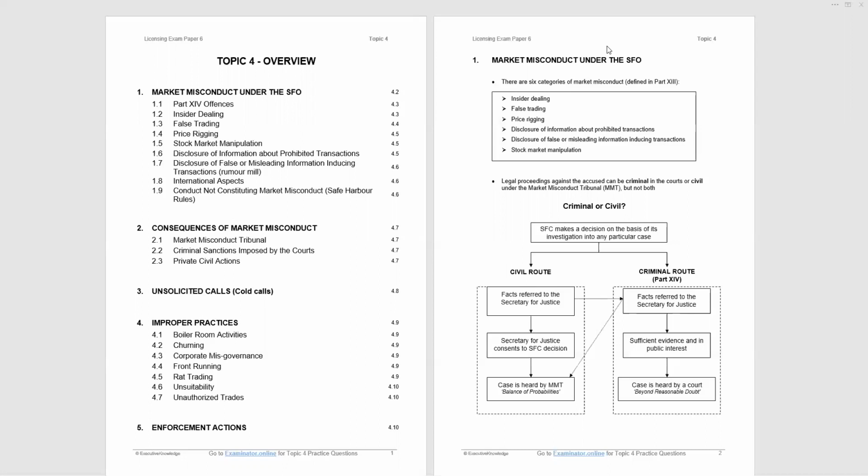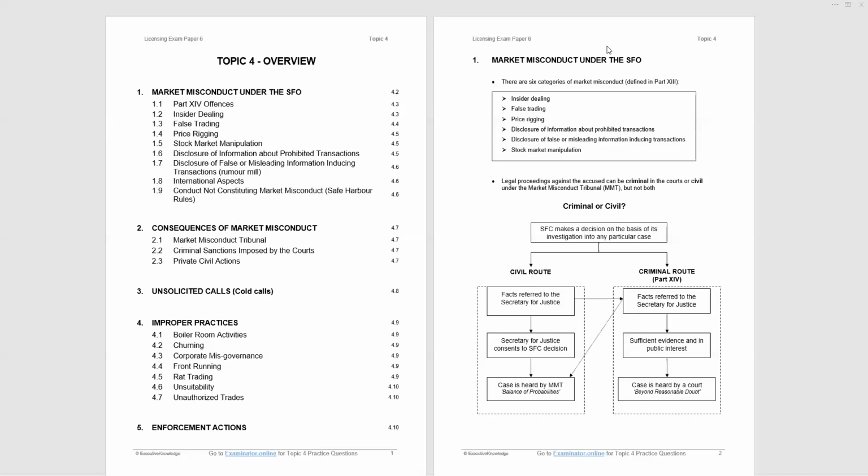Market misconduct under the Securities and Futures Ordinance. There are 6 categories of market misconduct that are listed in the box at the top of page 2. There they are: insider dealing, false trading, price rigging, disclosure of information about prohibited transactions, disclosure of false or misleading information, inducing transactions, and that can be rumours, and out-and-out stock market manipulation. Now, the SFC considers these to be more serious than just misconduct because they bring the Hong Kong market into disrepute, and they view that very seriously.